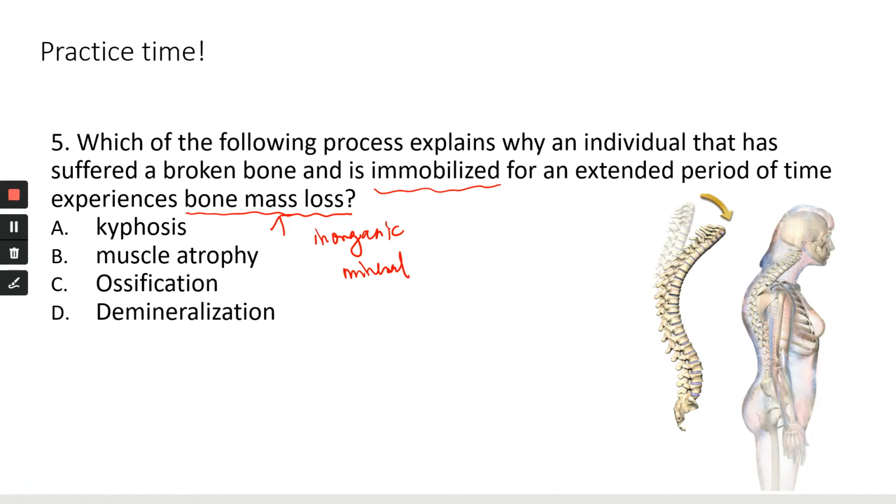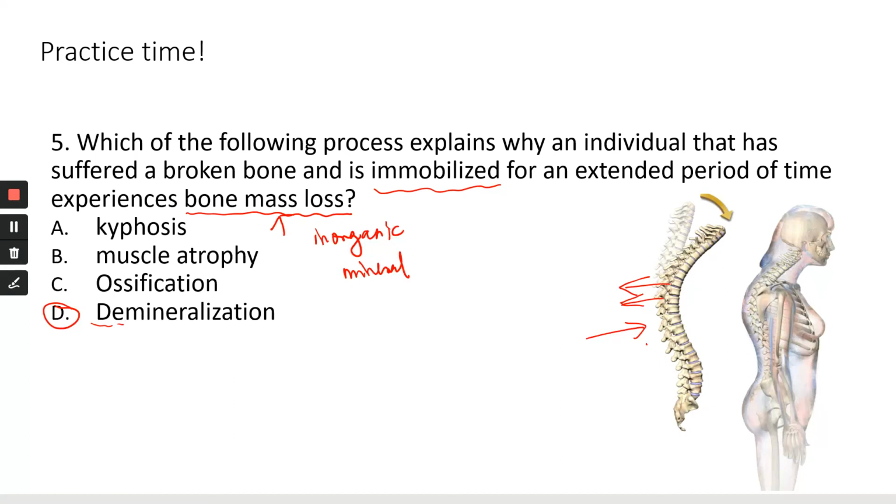So when you go through the answers, demineralization. D means you're losing those minerals. So the correct answer is D. Kyphosis is actually an abnormal curvature of your spine. So I have a picture right here. Kyphosis is specifically when your spine has this abnormal outward curvature. Okay, so that's kyphosis. That's what gives you a hunch of the back.